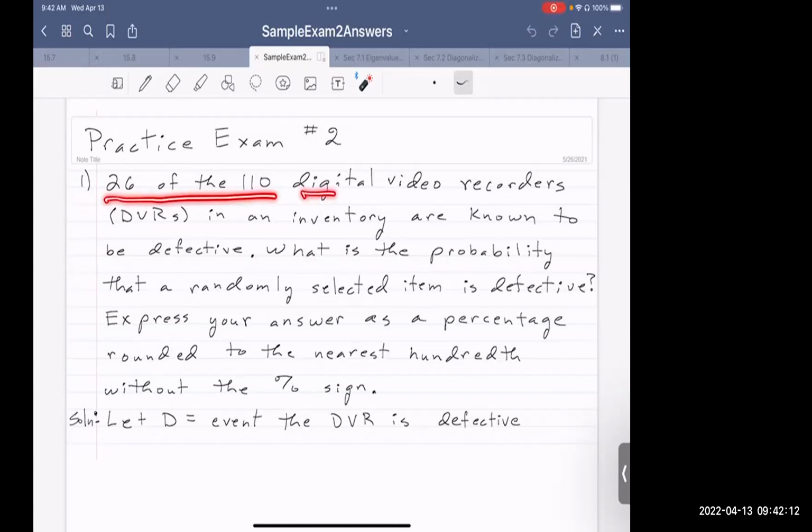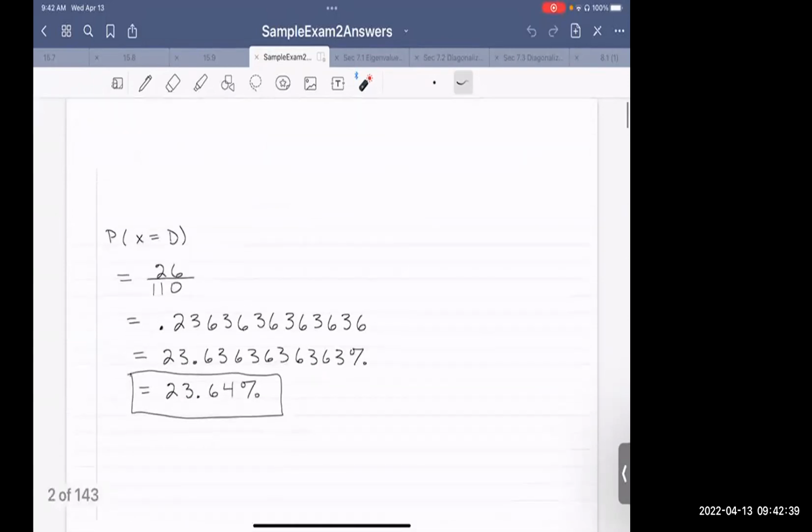26 of 110 digital video recorders, DVRs, in the inventory are known to be defective. What is the probability that a randomly selected item is defective? Express your answer as a percentage rounded to the nearest hundredth without the percent sign. Let D be the event that the DVR is defective. I want to find the probability that the randomly selected DVR is defective.